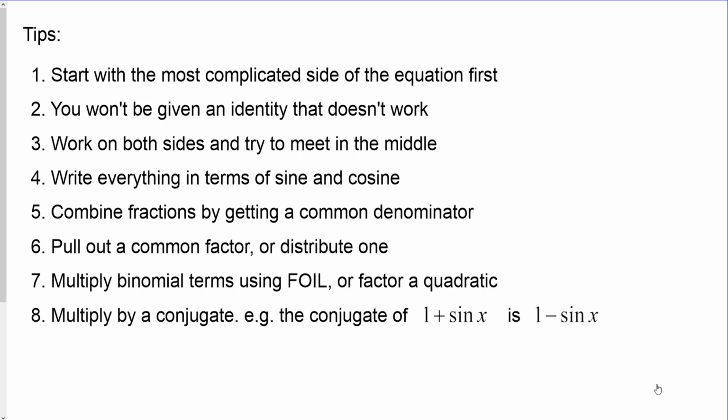Multiply by a conjugate. If you'll recall, the conjugate of a binomial like 1 plus sine x is 1 minus sine x. When you multiply those two together, you use the difference of squares. In this case, 1 plus sine x times 1 minus sine x would be 1 minus sine squared x, which is the same thing as cosine squared x. So multiplying by conjugates can sometimes help you use the Pythagorean identities.